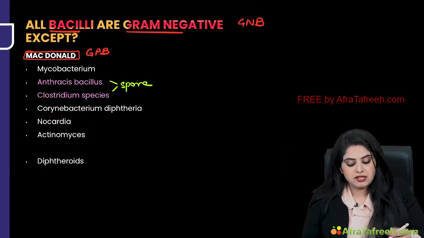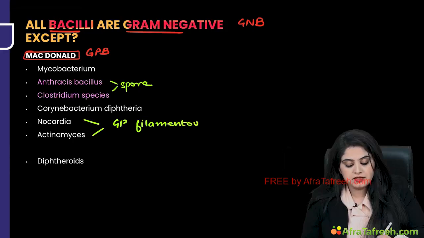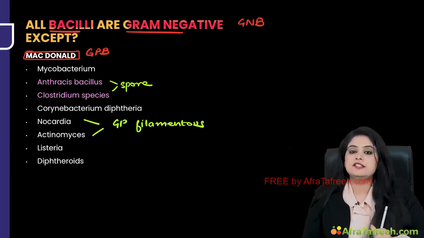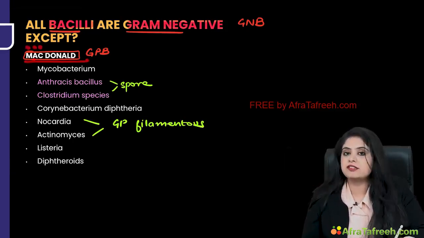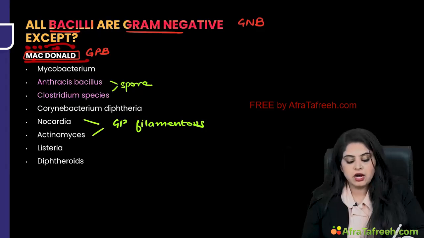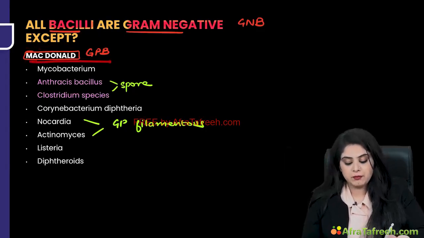Nocardia and Actinomyces, how are they one family? Because they are the gram positive filamentous organisms. And finally, we have something called Listeria. So simple, guys. What is McDonald's? Mycobacterium, anthrax and Clostridium, diphtheria along with diphtheroids. Then we have Nocardia and Actinomyces, and finally we have Listeria. These are all gram positive bacilli.